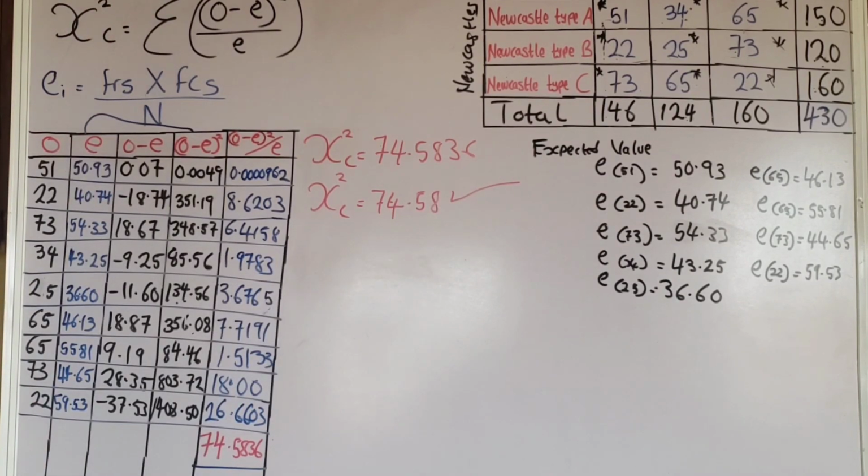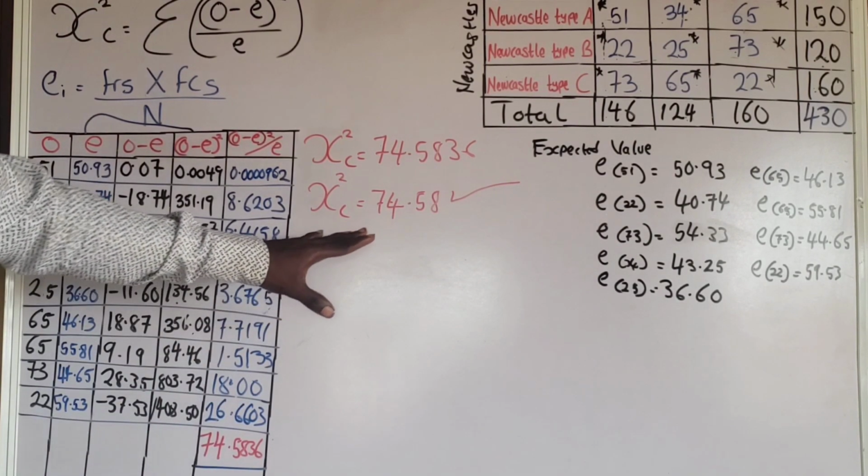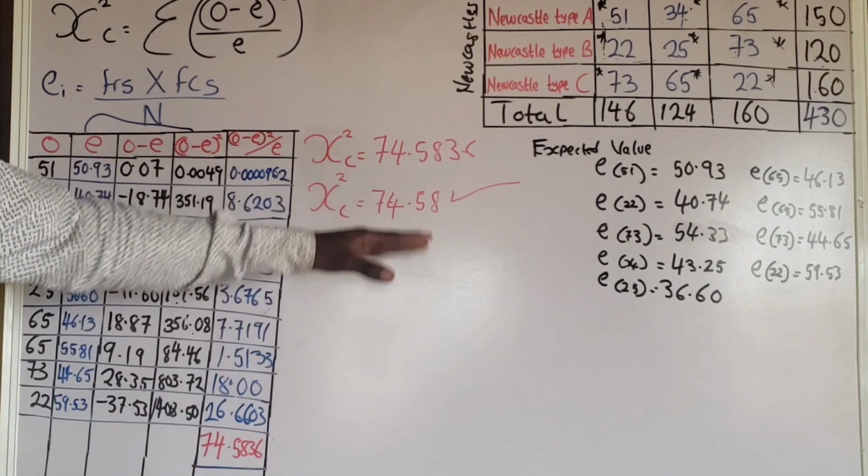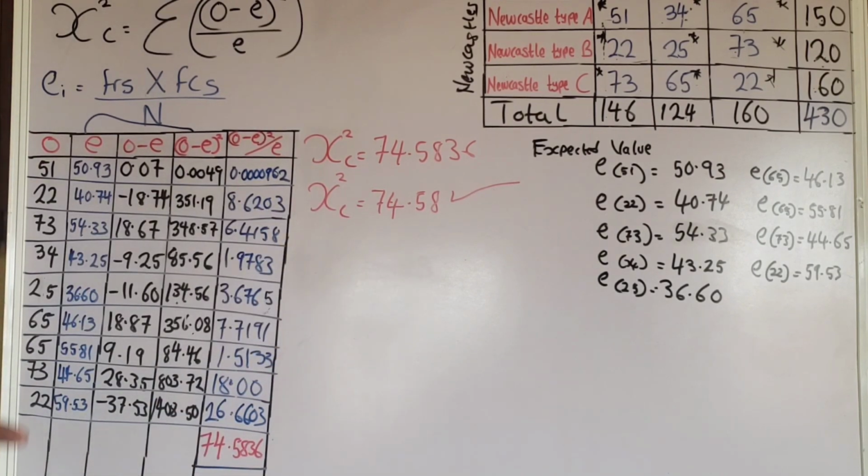And if you get something that is close to this, you are also correct, because we have already approximated some values. So if you get something that is close to this, you are as well correct. Okay, so that is the solution to that question.